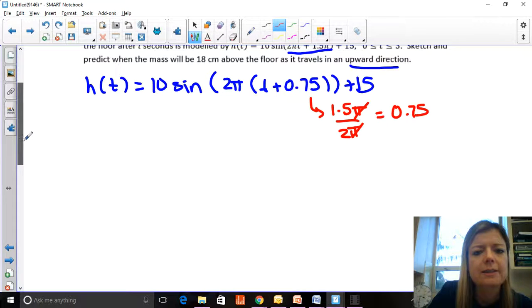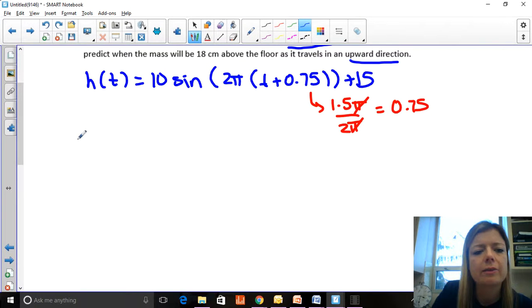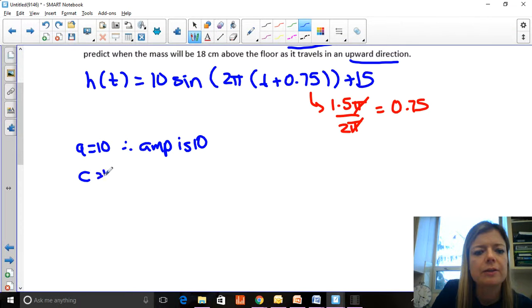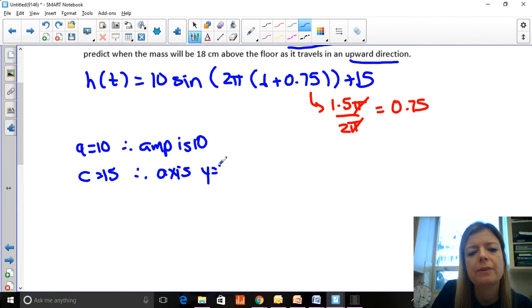So let's analyze this function then. Our a value is 10, which means that the amplitude is 10. Okay, our c value is 15, so therefore the axis is y equals 15.